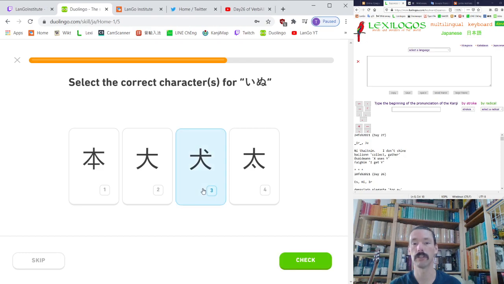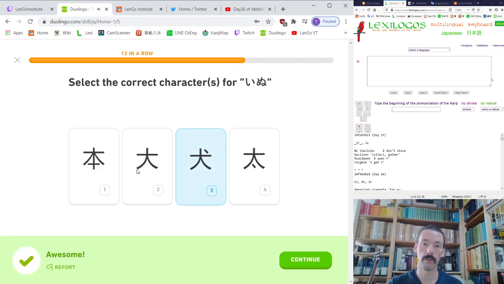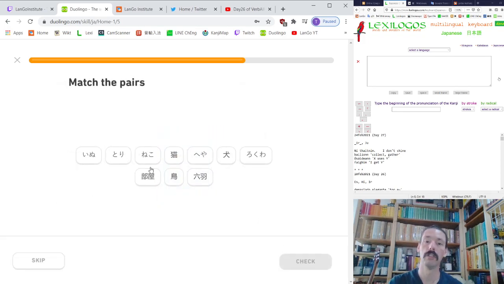Inu, some lookalikes. This one means big, and this one means stout, or too much, depending on the language. Inu, neko, tori, heya. Heya. This one means six feathered creatures.